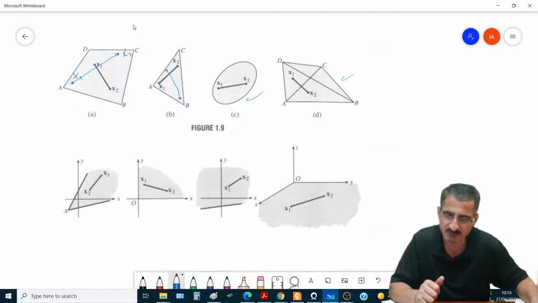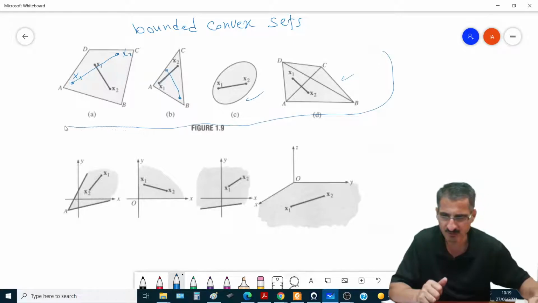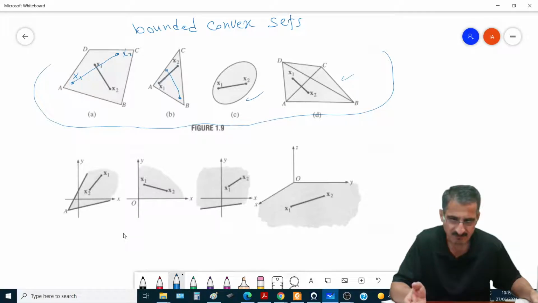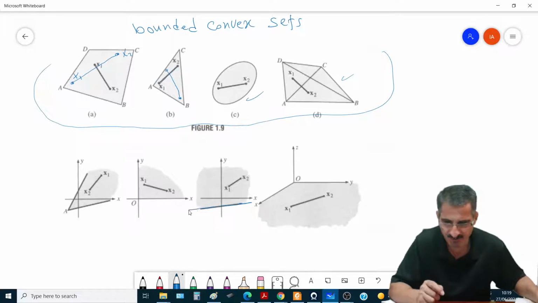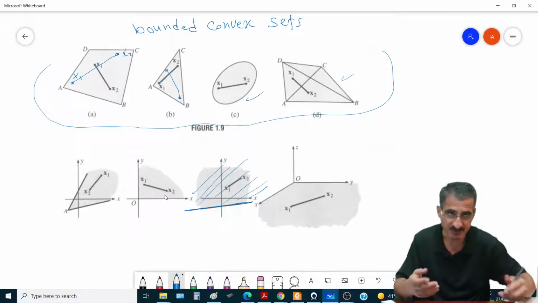These are called bounded convex sets. The ones in here are called bounded convex sets. These ones are convex, but they are not bounded. Like for this one here, if we have such a line, it is an infinite line, and then we take the whole area, the half space.